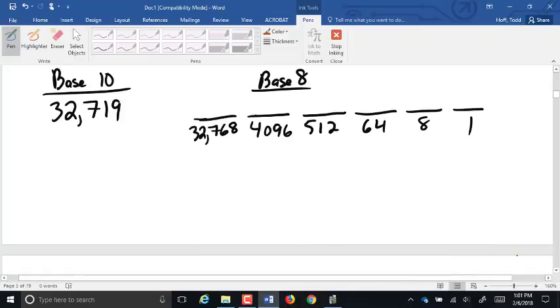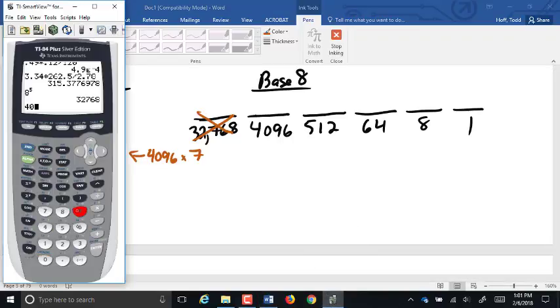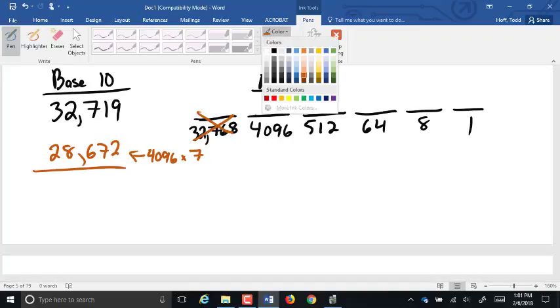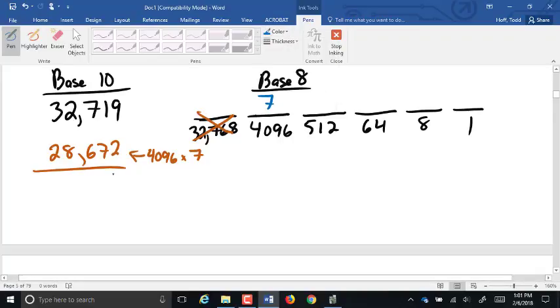If we look at this, we have to ask what is the largest place value that is still smaller than the 32,000? Well, the 32,768 is too big. We can't use that one. So we go down to the 4,096. 4,096 goes in there 7 times. 4096 times 7 is 28,672. We subtract here. 4,047 is what's left, right?